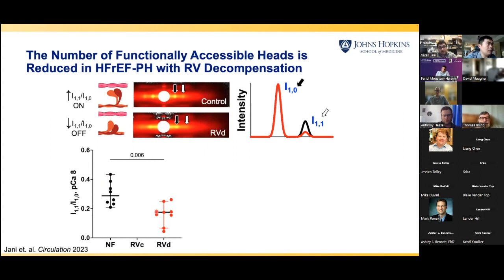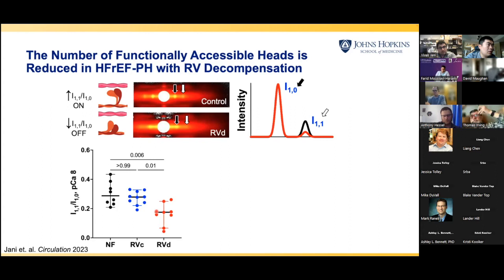So what do the compensated RVs look like? Is this going to be like what we saw with the myosin isoform, where it's similar to the RV decompensated, or is it going to be similar to the controls? And when we did those patients, we actually found it to be really similar to the controls. And the equatorial intensity ratio is significantly higher in these compensated RVs versus the decompensated RVs. So what this suggests to us is that the number of functionally accessible heads, or at least the relative association between myosin and the thin filaments, is actually reduced in the RV decompensated, but not the RV compensated patients.